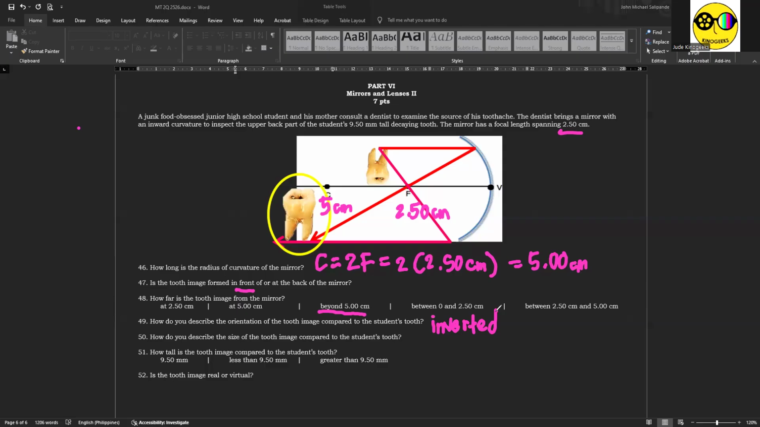Okay? 50. How do you describe the size of the tooth image compared to the student's tooth? Obviously, the tooth image is now taller compared to the actual tooth, which is the object. Therefore, the size of the tooth image is now magnified.